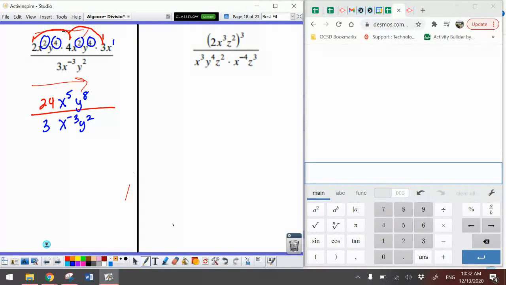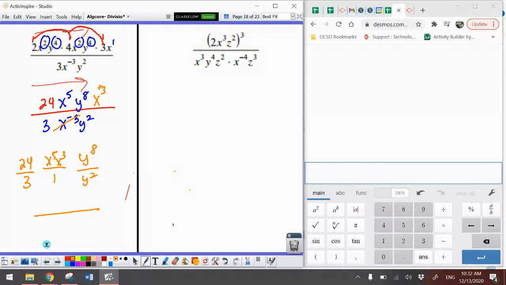All right. So from here, I want to deal with my negative powers. Well, I know that negative powers have to flip locations. So I'm going to cross this guy out, move it to the top, and make it positive because it cannot stay in the denominator. And then I'm going to write out my pieces here. So I have 24 over 3. My x's, I have an x^5, an x cubed, and no more x's on the bottom. And my y's, I have a y^8 and a y squared.